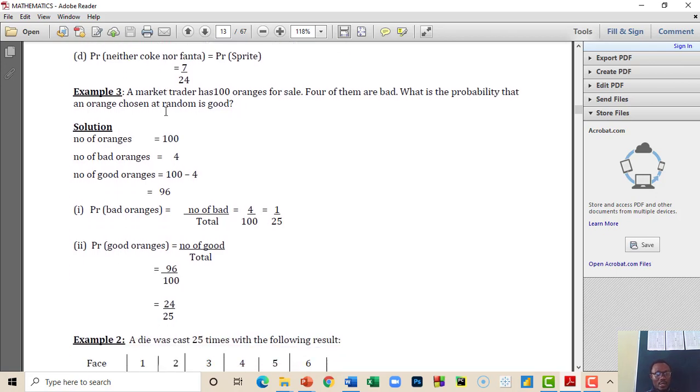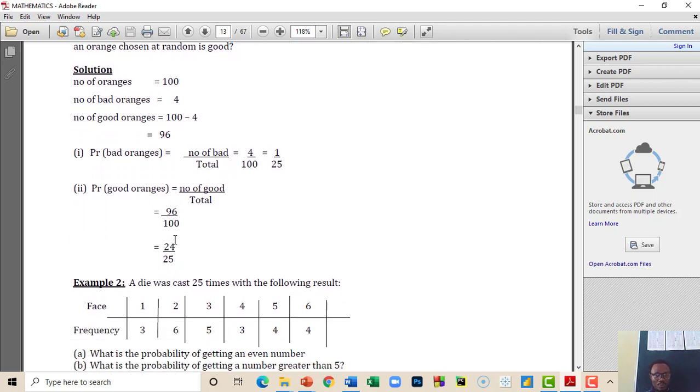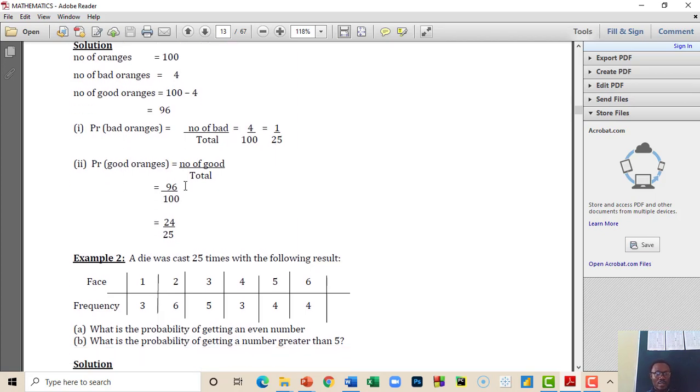Example 3 says, a market trader has 100 oranges for sale. 4 of them are bad. What is the probability that one orange chosen at random is good? Take note, out of 100 oranges, 4 are bad. So the number of good oranges is actually 96. The probability of a bad orange is 4/100, which is 1/25. So the probability of a good orange is 1 - 1/25, which is 24/25, or you can just do 96/100, which will still reduce to 24/25.